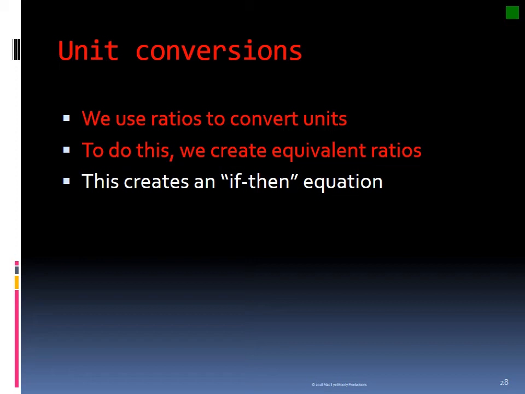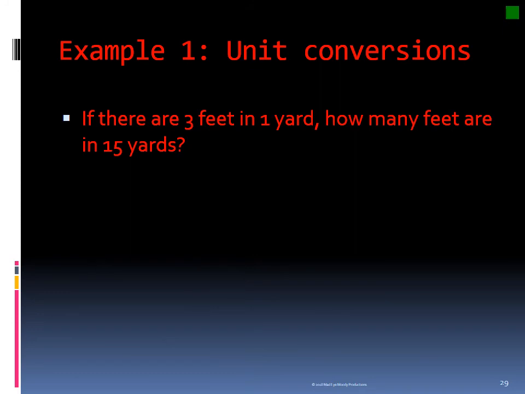We're going to continue on to unit conversions, and we use ratios and equivalent ratios to convert units. This creates a very nice if-then situation, or an if-then equation. Here's example 1. If there are 3 feet in 1 yard, how many feet are in 15 yards?